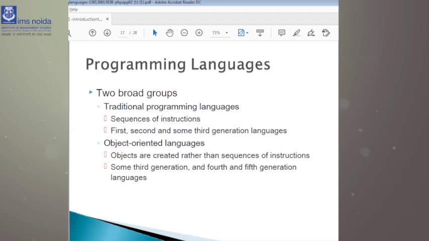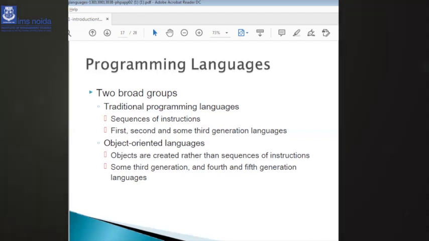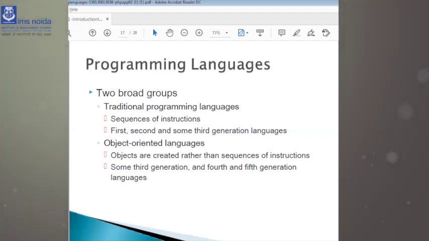So up to third generation, these languages were called traditional programming languages, and from the middle of the third generation till fifth generation, these languages are called object-oriented languages. There are lots of differences between traditional programming languages and object-oriented programming languages. How is object-oriented better than traditional programming? You can directly see the difference.